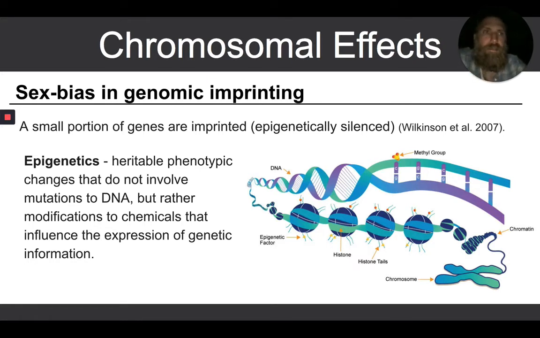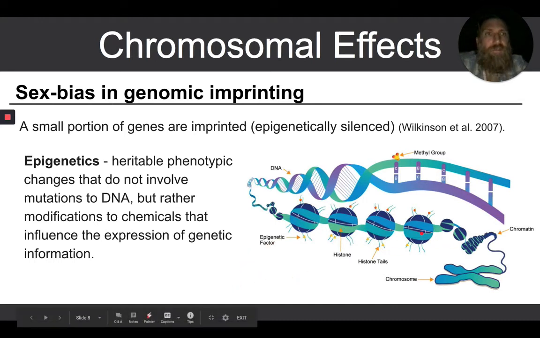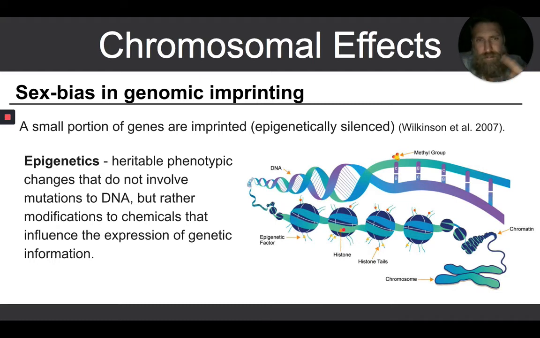First, epigenetics, to give you a more technical, specific definition, are heritable phenotypic changes that do not involve mutations to DNA, so the code does not change in your nucleic acids, but rather modifications to chemicals that influence the expression of genetic information. So this little graphic here shows you some of the more well-known ones. Histones, which are these big proteins that DNA wraps around, and methyl groups, which are little molecules that attach to the nucleic acids themselves and affect how they're transcribed. All right, so these are things that are not DNA, but they influence how DNA is expressed, how your genes are coded. And these molecules and chemicals that are not DNA are heritable.